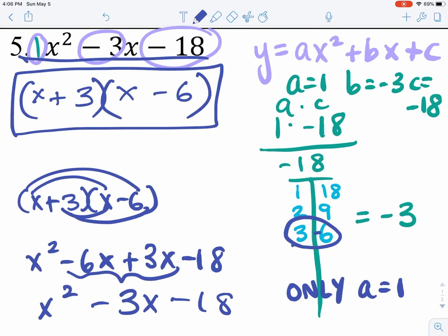Factoring is a little bit easier when a equals 1. Don't tell anyone I said that. But you can skip right to this step because of the whole a equals 1 situation.